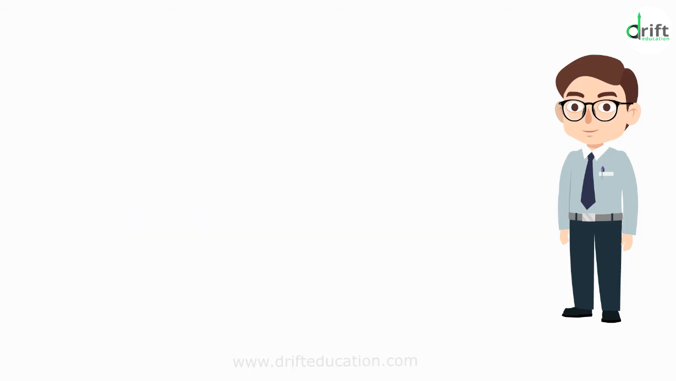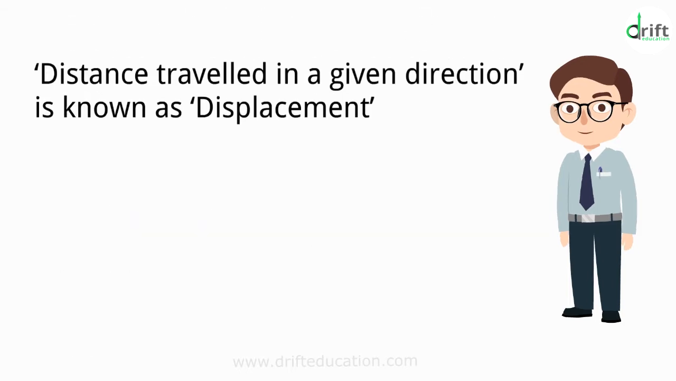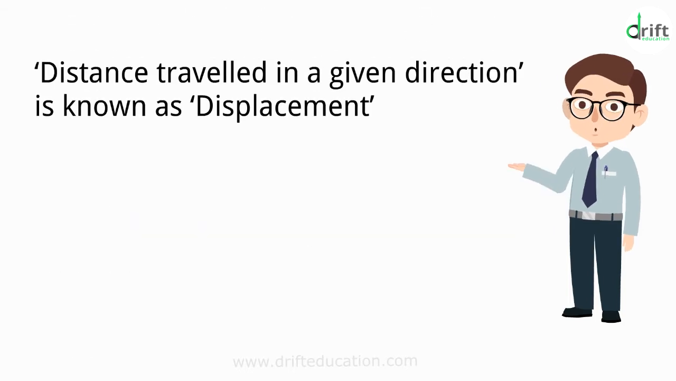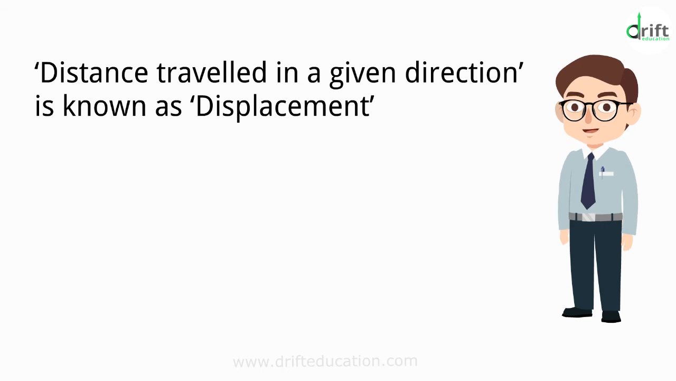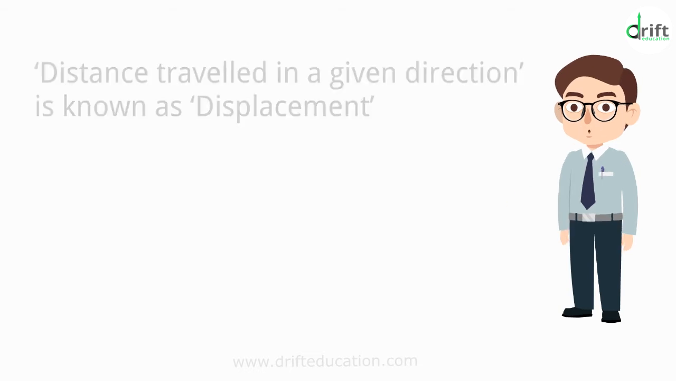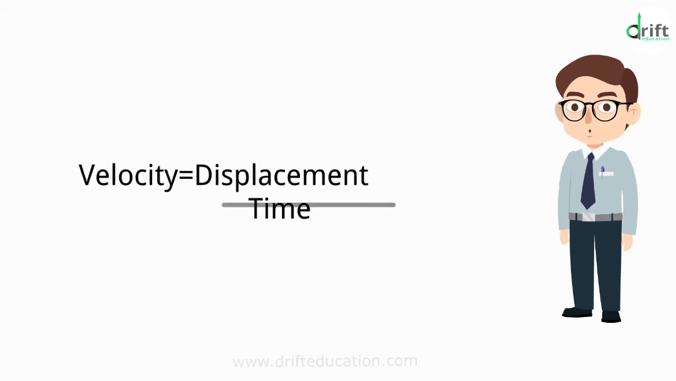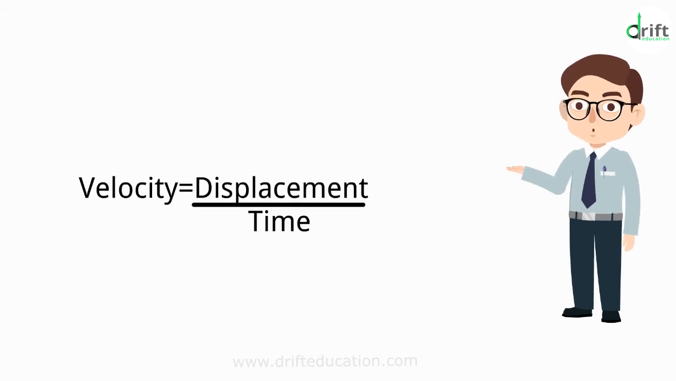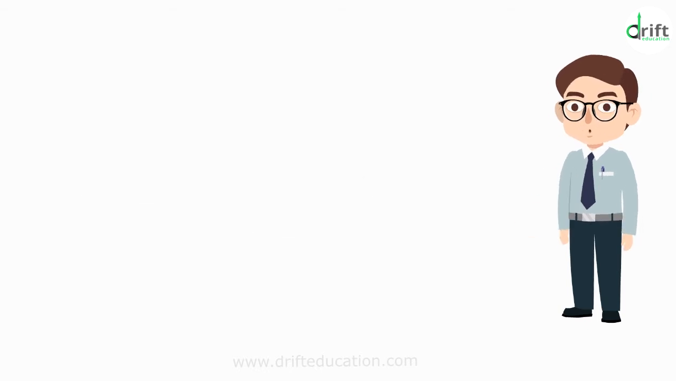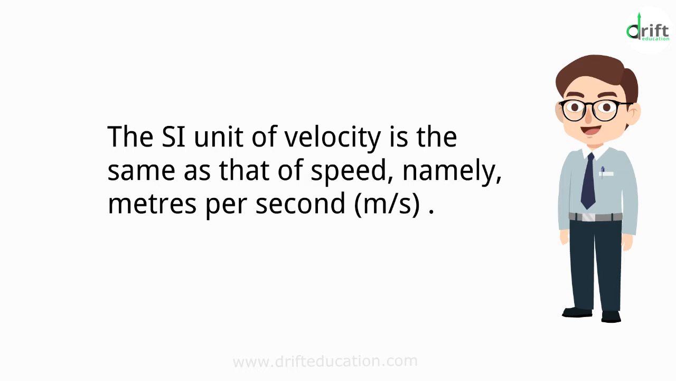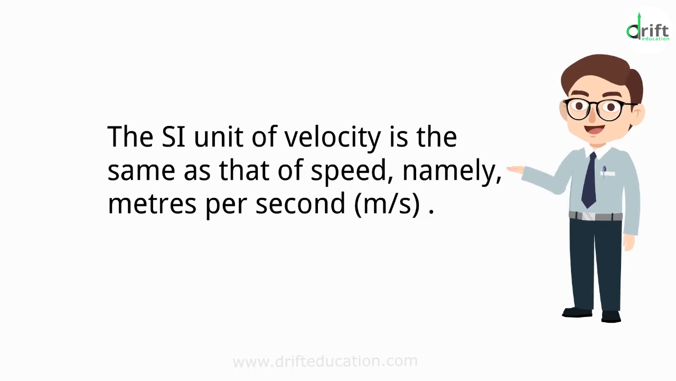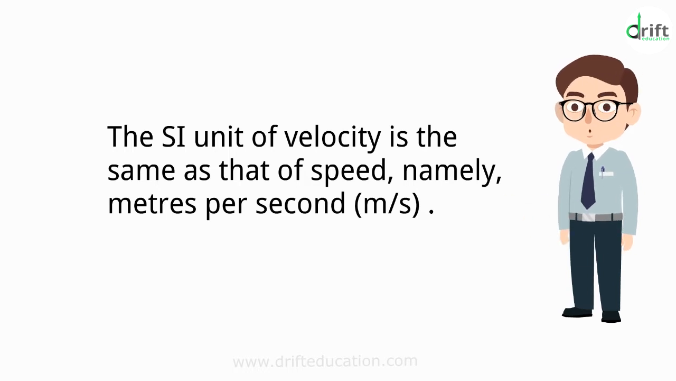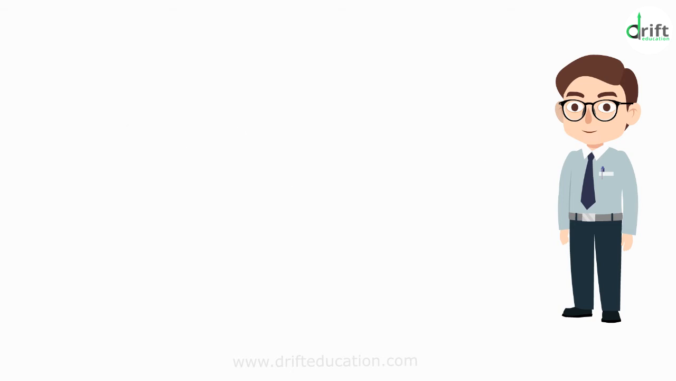But we know that distance traveled in a given direction is known as displacement. Thus, we can define velocity of a body as the displacement produced per unit time. Mathematically, we can write velocity equals displacement by time. The SI unit of velocity is the same as that of speed, namely meters per second. We also use other units like kilometer per hour or centimeter per hour.